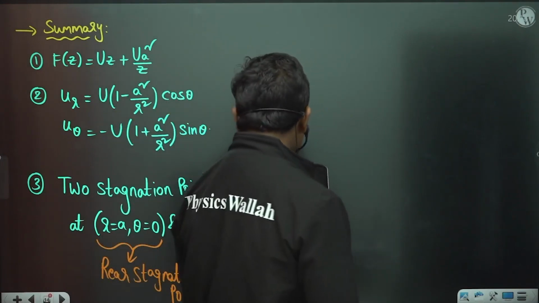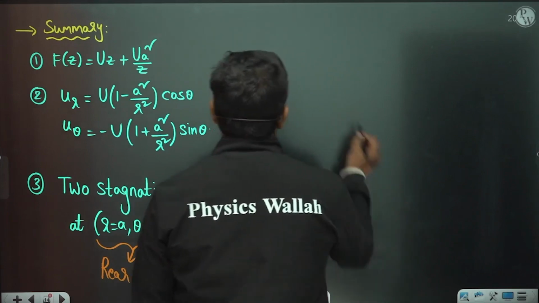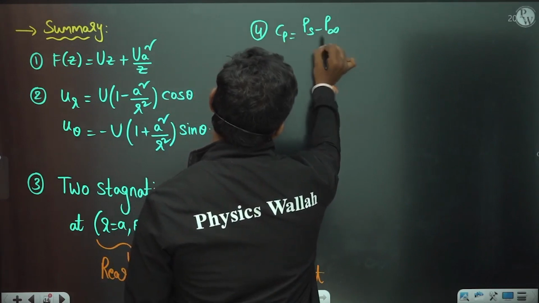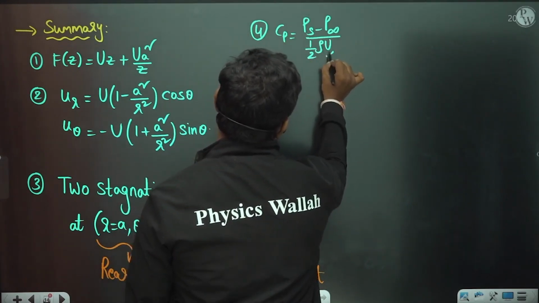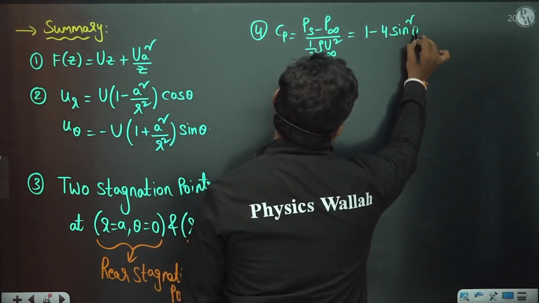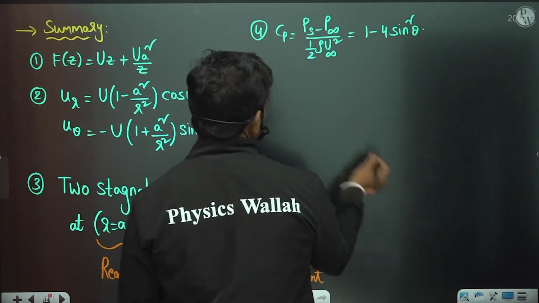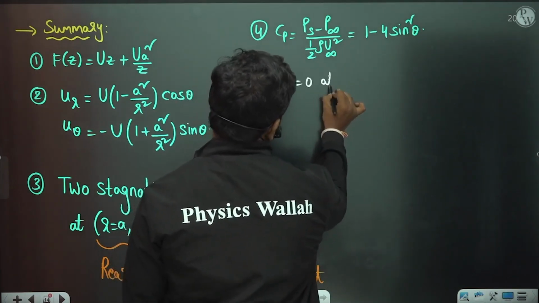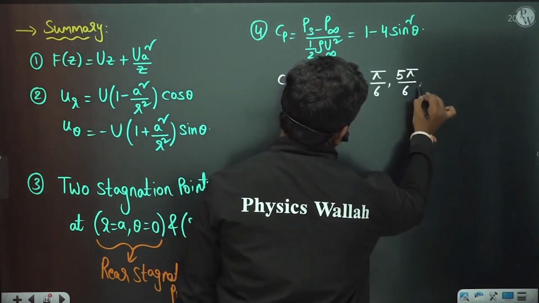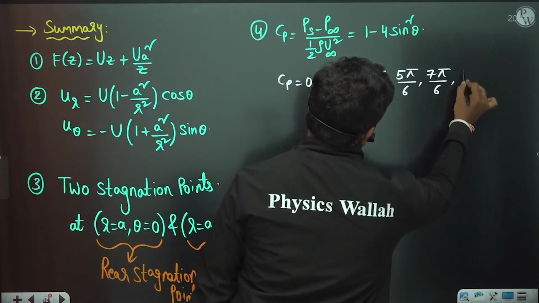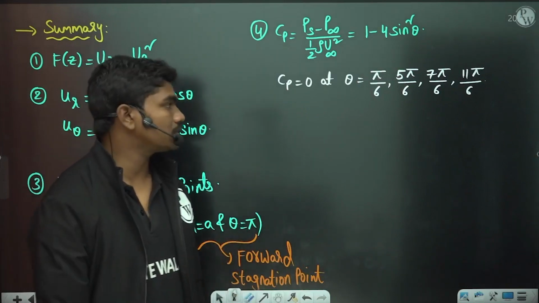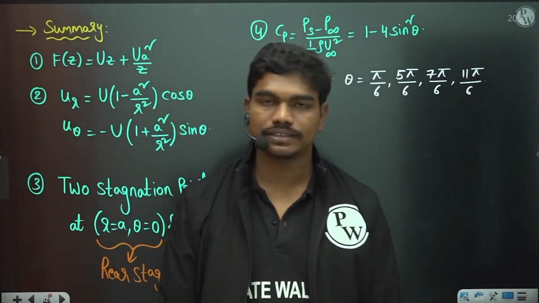Now we have also talked about the coefficient of pressure. The coefficient of pressure Cp is (Ps minus P infinity) by half rho U infinity square, and this is equal to 1 minus 4 sine square theta. So this is the expression. Cp is equal to 0 at theta equal to pi by 6, 5 pi by 6, 7 pi by 6 and 11 pi by 6. These are the 4 points, which is very important, at which the coefficient of pressure is equal to 0.